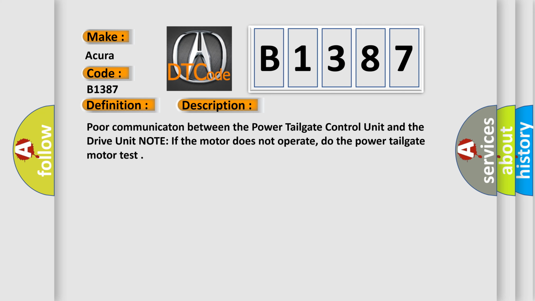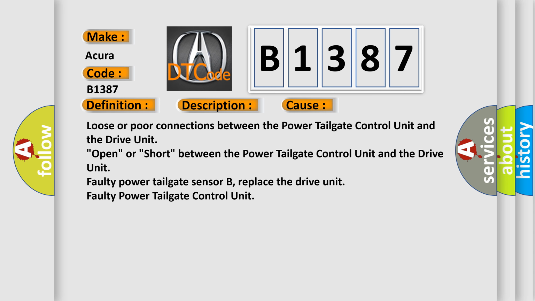If the motor does not operate, do the Power Tailgate motor test. This diagnostic error occurs most often in these cases: loose or poor connections between the Power Tailgate Control Unit and the drive unit, open or short between the Power Tailgate Control Unit and the drive unit, faulty Power Tailgate Sensor B, replace the drive unit, faulty Power Tailgate Control Unit.